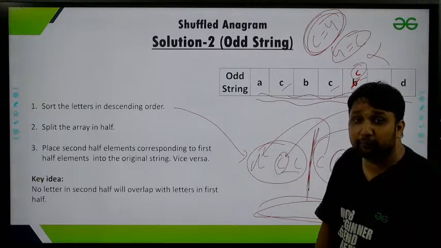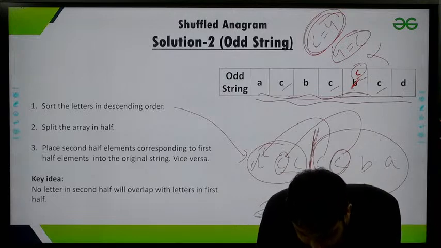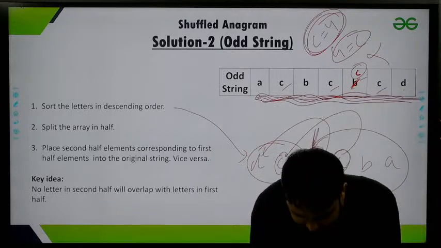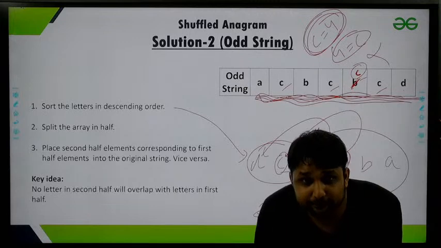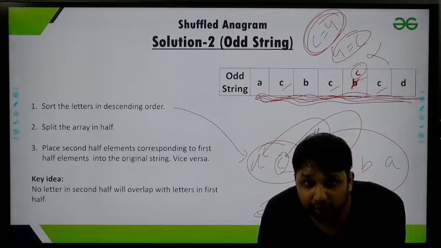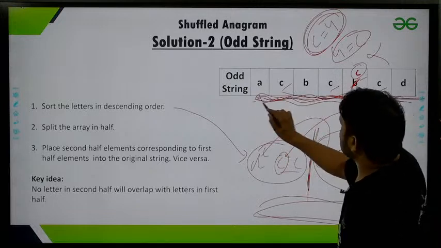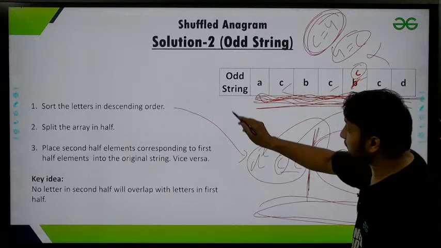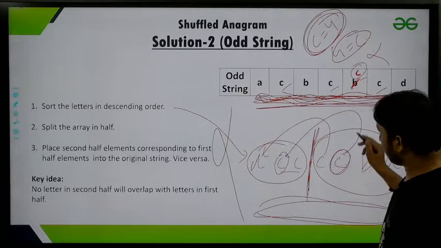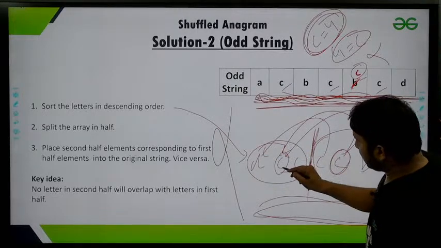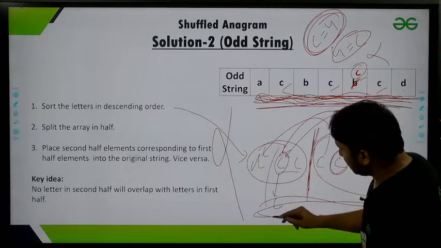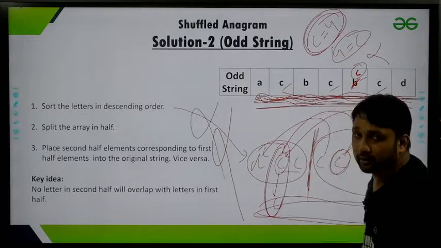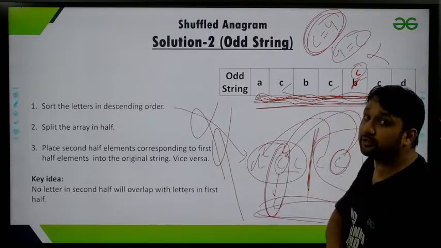Why can't I have 4C in my input? Anybody, please write in the live chat. If I have 4C in this input, definitely my algorithm will fail. Definitely C will go down, or C will be below the C. So they both will match, and that will not be a shuffled anagram, and the algorithm will fail. But I am saying that I cannot put 4C in this.